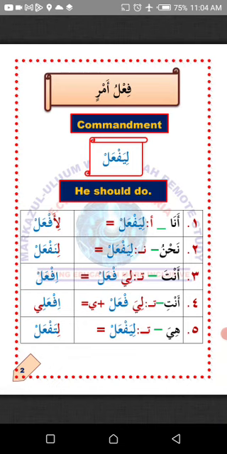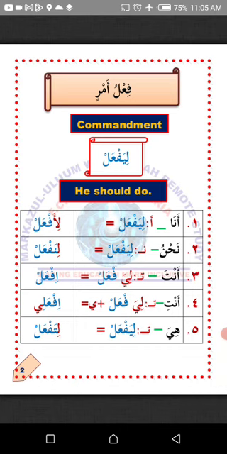Liyaf'al simply means he should do. He in Arabic is huwa, which is the opposite of hiya, she. So how do we now change the verb liyaf'al to suit the following pronouns? Wahid, number one. Ana, I. So how do we change the verb liyaf'al to suit ana? All you need to do is to detach ya'un and attach alifun. So the verb liyaf'al will now become li'af'al, which means I should do.